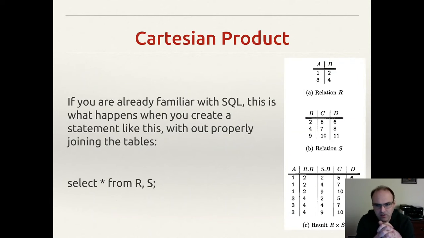So this, by the way, is starting off with two very small relations. Relation R just has two attributes, A and B, with two tuples, right? Relation S has three attributes. There's a repeat here. There's B again, and then C and D, and there are three tuples.